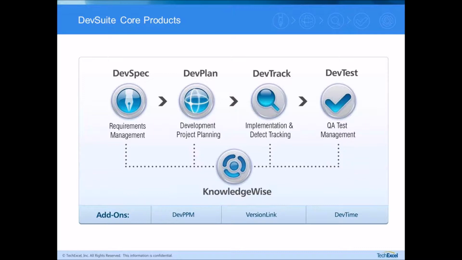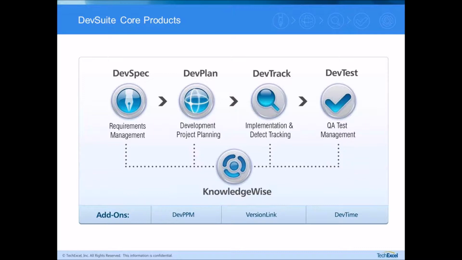Once the requirements have been reviewed and approved, the next step is to start implementing those requirements. But before implementing, we need to plan the development process. So that's where our DevPlan module comes in, and using that you can plan your development cycles and your release cycles, and you can set up a repeatable process for your development so that with every release or every build you can follow the same quality process or same delivery process.